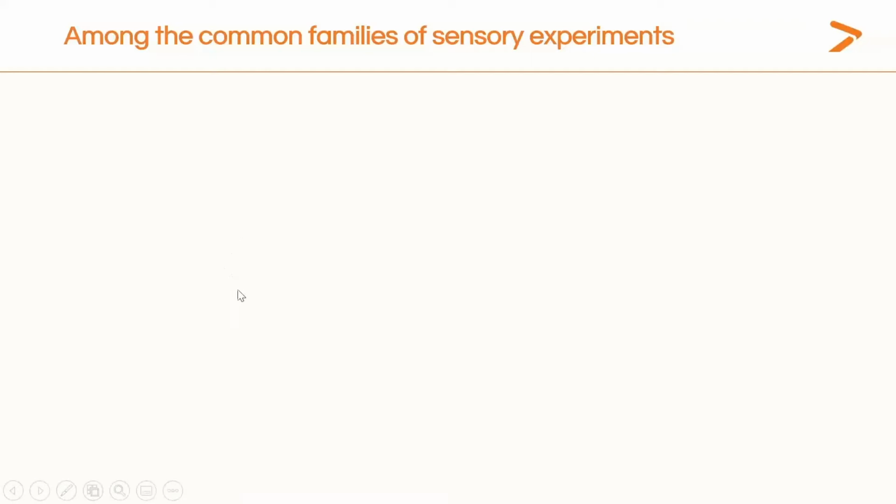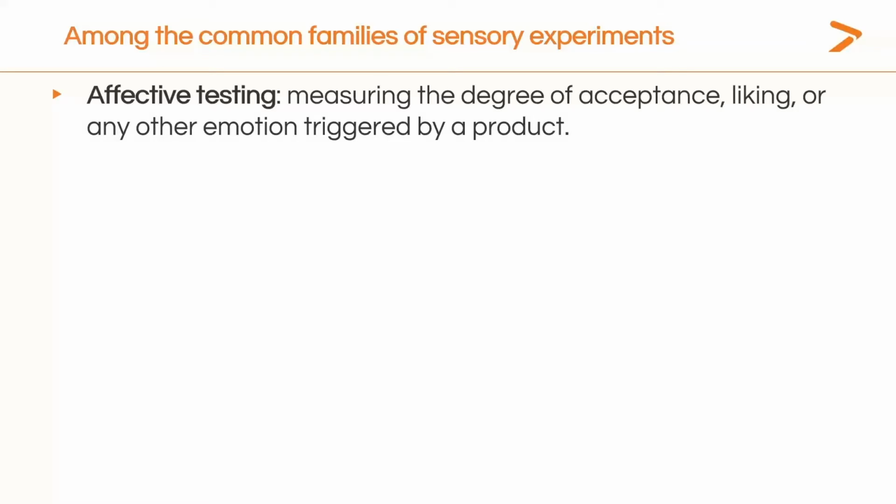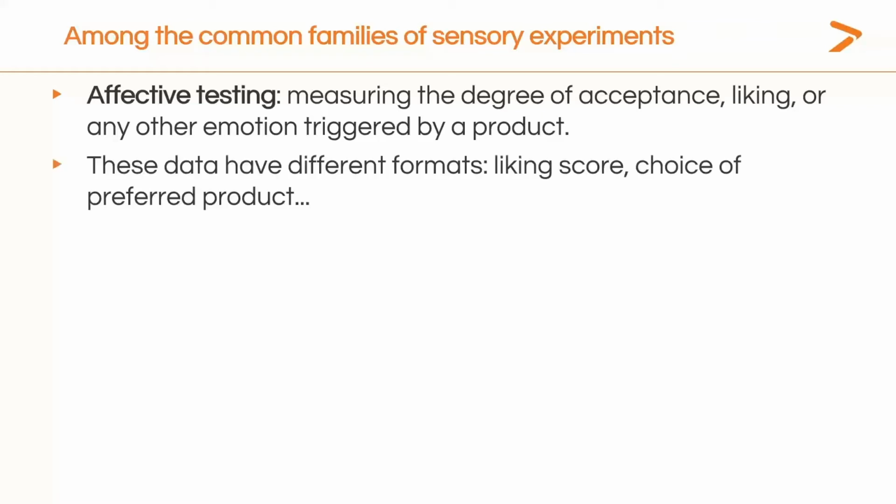So what we'll be seeing today is focused mainly on another family of sensory experiments, which is affective testing. I already told you this is measuring the degree of acceptance or satisfaction or liking or any other emotion triggered by a product. And these data have different formats, such as liking score that goes from 1 to 9, for instance, or from 0 to 30. It could be also expressed in the form of a choice of a preferred product in a set of products.